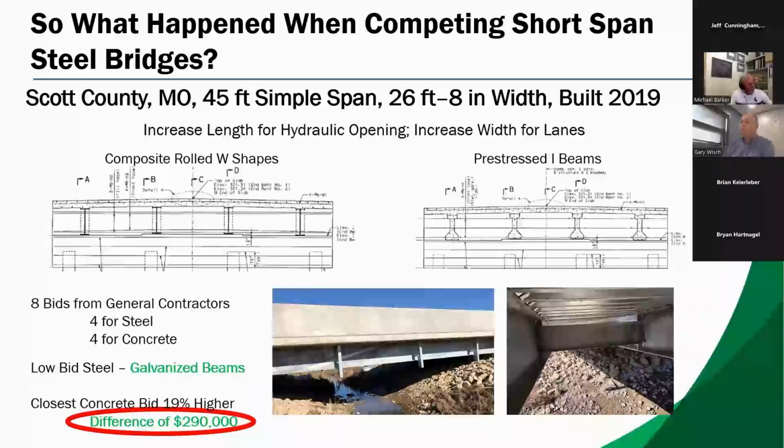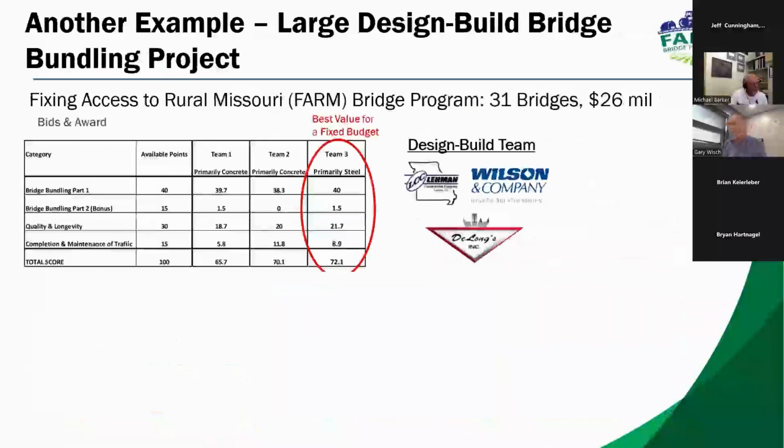And then if we look at the bids, the closest concrete bid was $290,000 more than the steel bid. Now, this is a county bridge, yes. $290,000 is a lot of money for a county, and they saved that because they competed steel and concrete, and steel came in and won that bid.